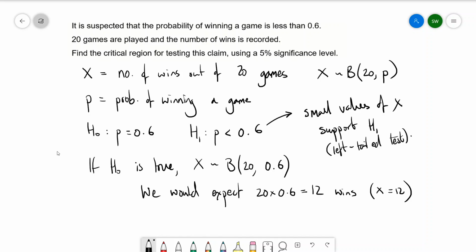So we need to work out what the critical region is. Remember, the critical region is the values of X that support H1, so the small values of X. And we need to use a 5% significance level. So what this 5% significance level means is we need to be in the left 5% of the distribution.